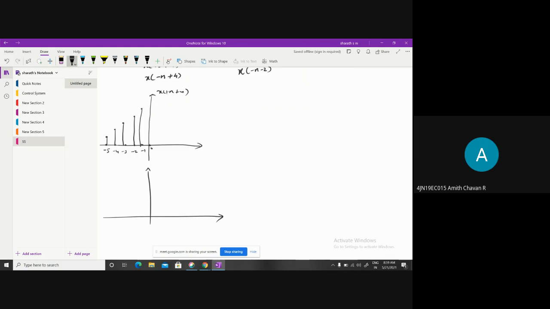1 to 5. So signal will be at 1, 2, 3, 4, 5. It is 0.5, 1, 2, 4, 8. This is x of minus n plus 4. In the same way, for that first do x of n minus 2. So shift towards right side by 2 times and then do the reflection operation. That's it.